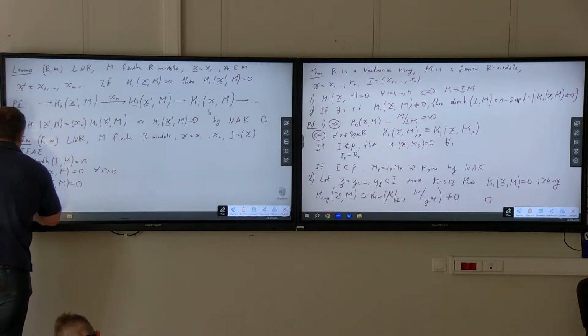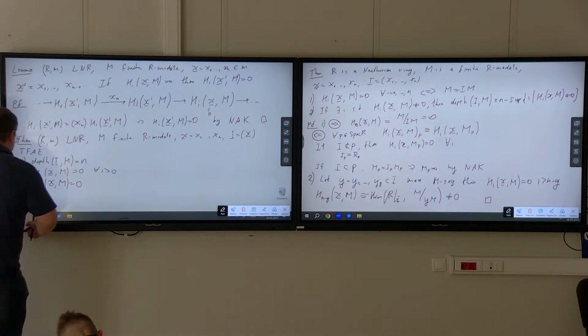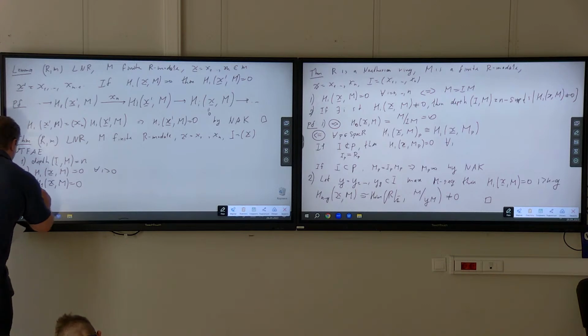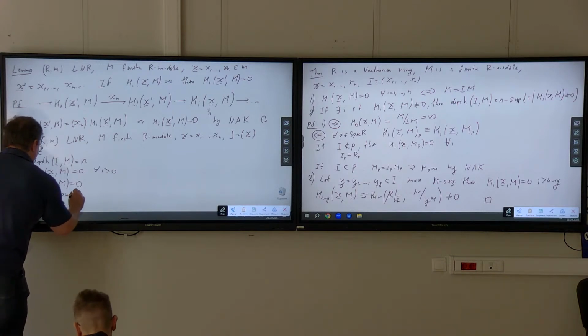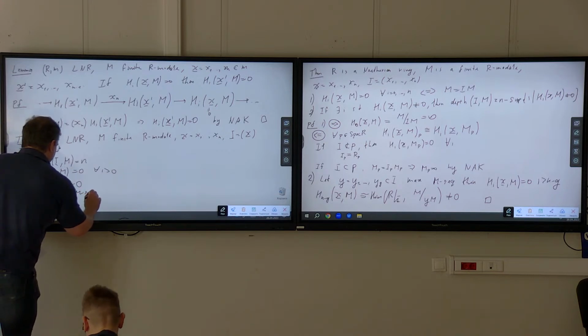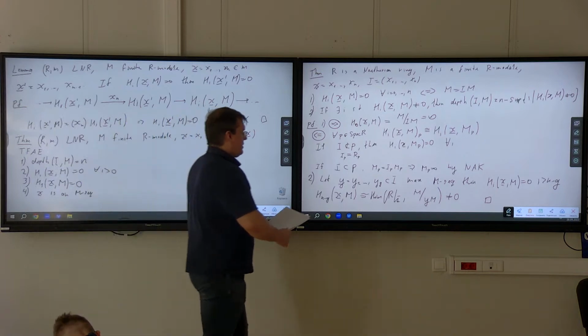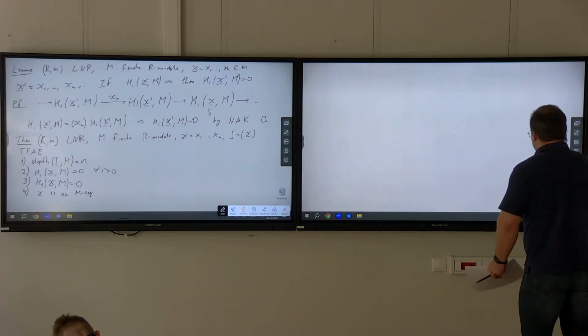So condition 3 is less trivial. In condition 3 I require vanishing only for the first homology. And condition 4 is that x is an M sequence. So all these four conditions are equivalent in the setting of finite modules over local Noetherian rings.